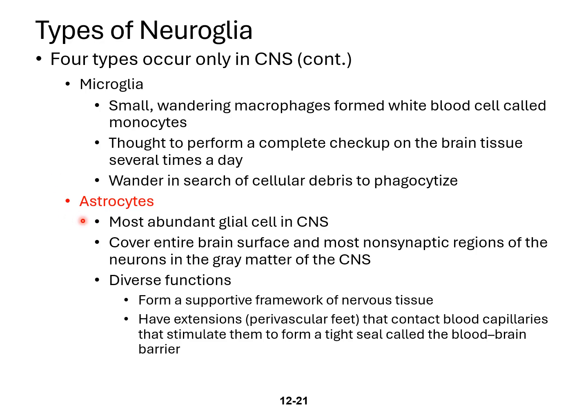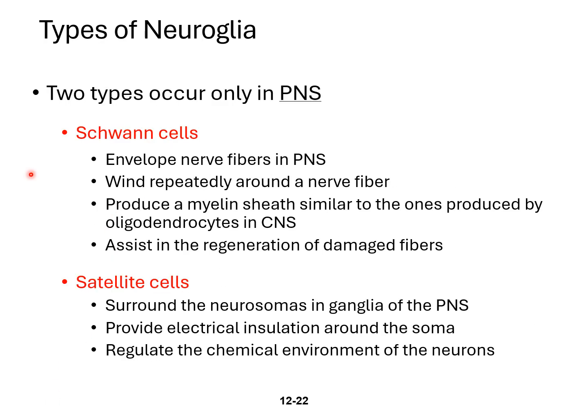Astrocytes, there's more information on these. They're the most abundant glial cells in the central nervous system. They cover the entire brain surface and most non-synaptic regions of the neurons in the gray matter of the central nervous system. They provide a supportive framework for nervous tissue. They have little feet that contact blood capillaries, which helps them keep those capillaries in a tight seal. Astrocytes in the brain form the blood-brain barrier. So if you've ever heard of the blood-brain barrier, it's the astrocytes that are doing this.